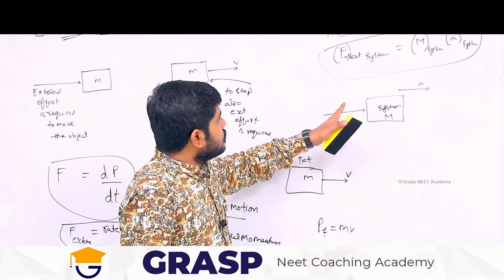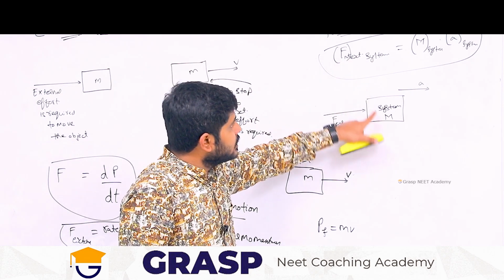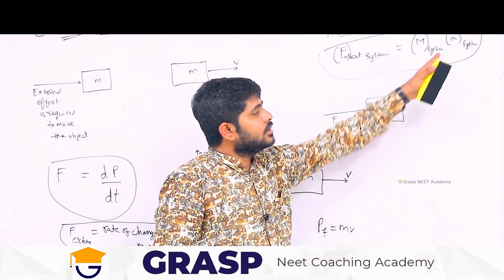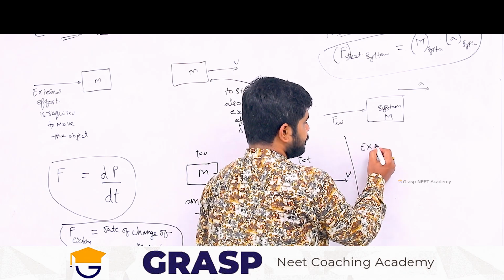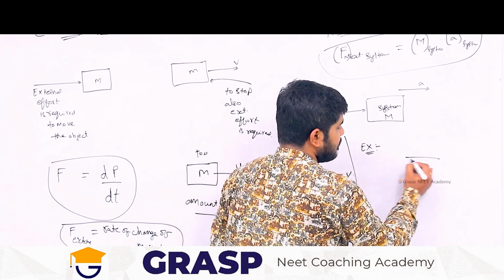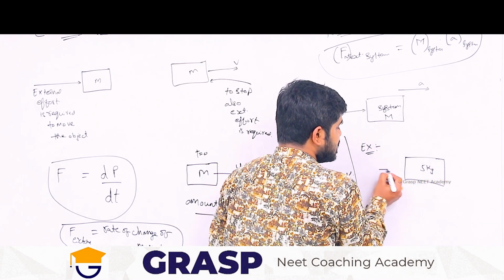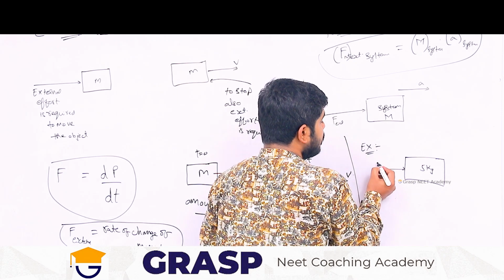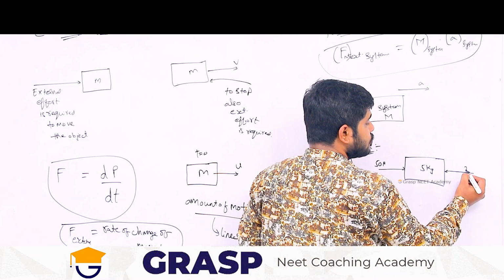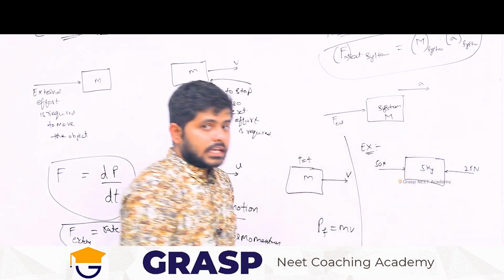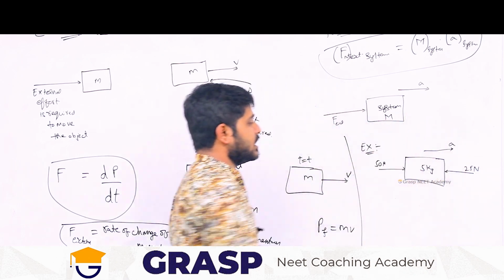Okay, the net force acting on a system is equal to the mass of that system times the acceleration of that system. For example, we will take one example. Here a 5 kg block is there. In this direction we are applying 50 Newton, and in this direction we are applying a force of 25 Newton. Assume this block is accelerating in this direction.